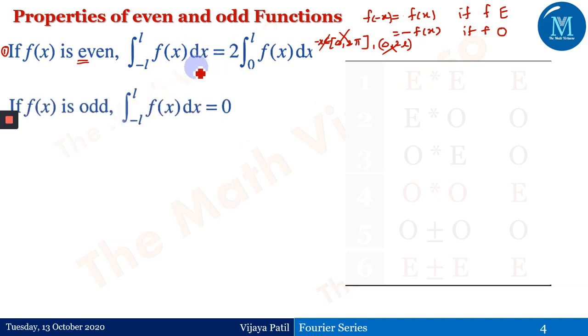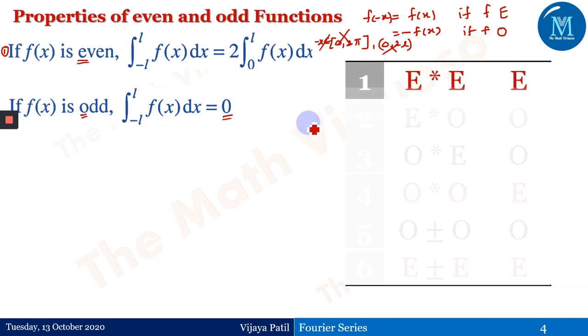Second, if f is an odd function, then what will happen? The integral from minus L to L of f of x dx becomes 0, directly. This is nothing but a property of integrals as well, and these are the two properties of integrals we use to find Fourier series expansions. Let me discuss a few more properties here.